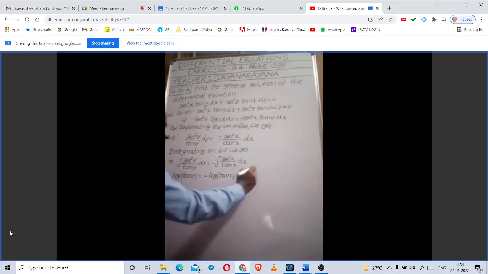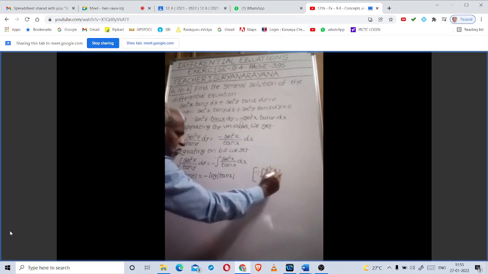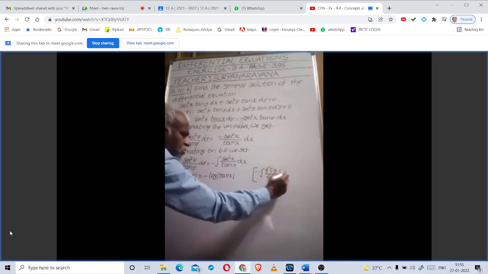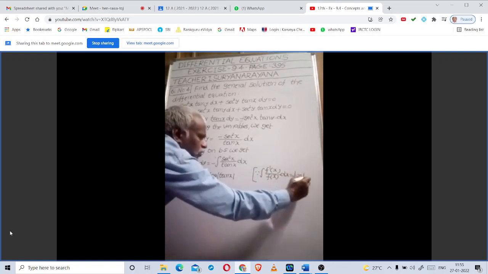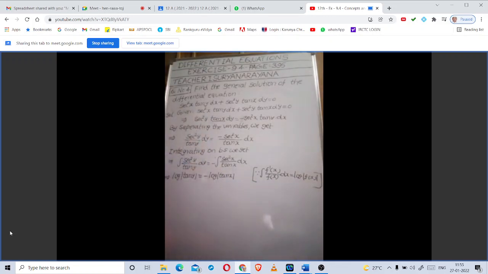Okay, my children, because the integral of f dash of x by f of x dx is equal to log mod f of x. Understood this step? Right. Now let us transpose this term to LHS. Then it becomes log mod tan y plus log mod tan x is equal to 0. Understood this step?